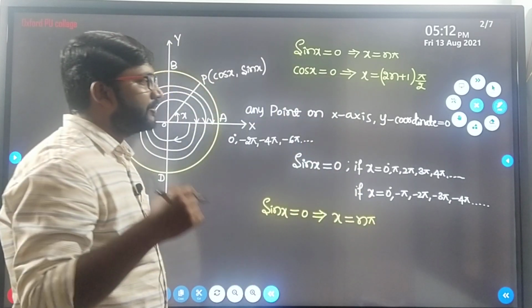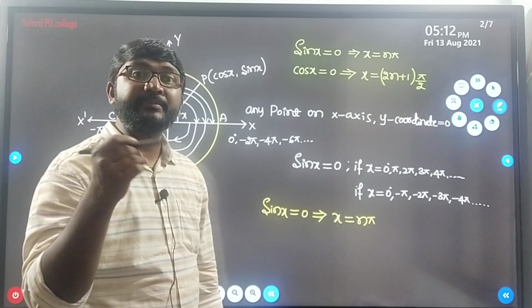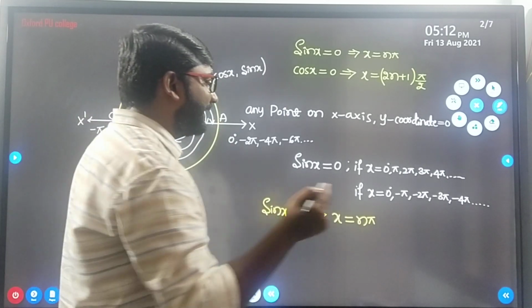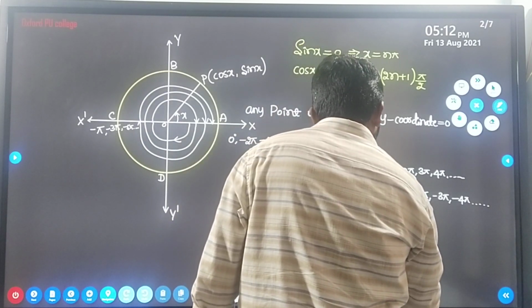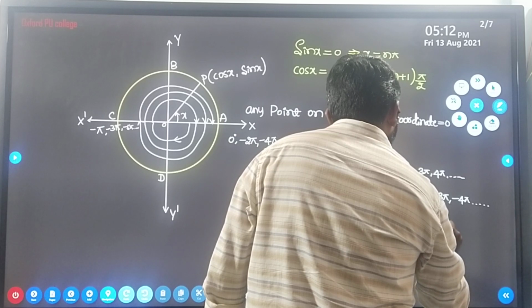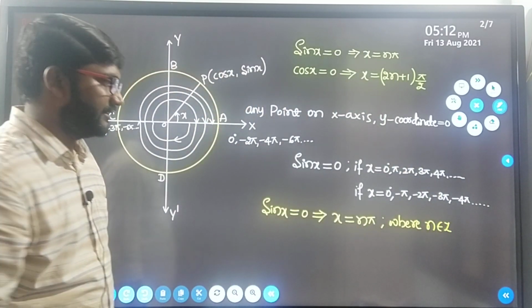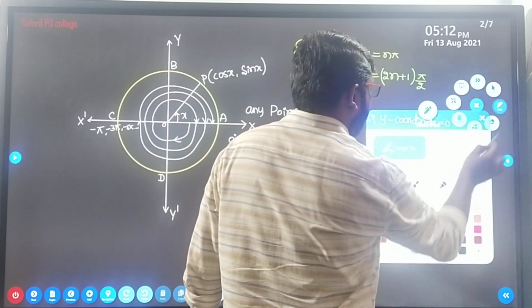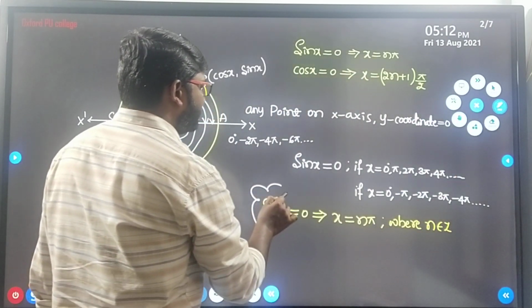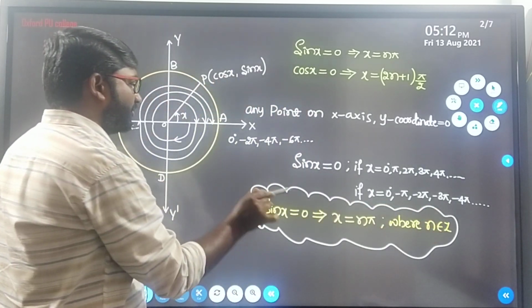Instead of writing 1 pi, 2 pi or minus 1 pi, minus 2 pi, minus 3 pi, I am replacing those numbers by n, where small n is the integer, x equal to n pi, where n belongs to Z, where n is any integer. So now onwards you will have to remember this formula. So this is going to be very important.